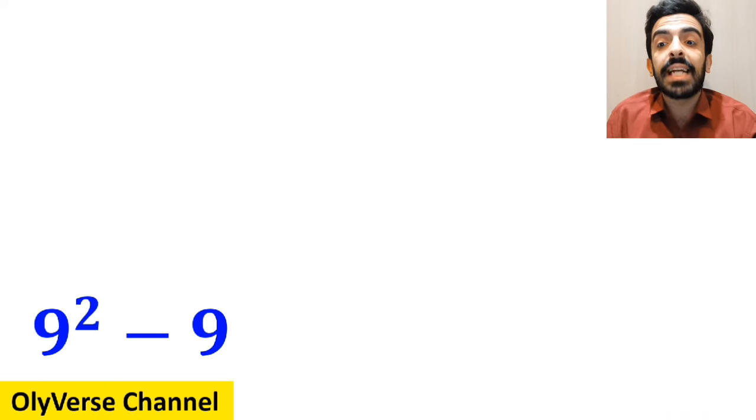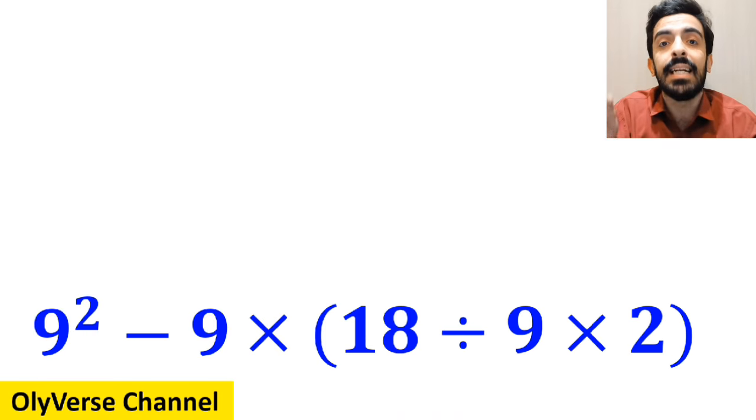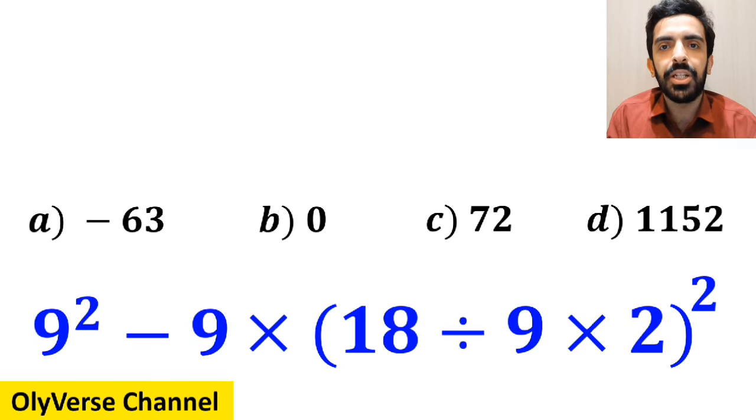What is the value of the expression 9 squared minus 9 times (18 divided by 9 times 2) all squared? Which option do you think is the correct answer to this question?